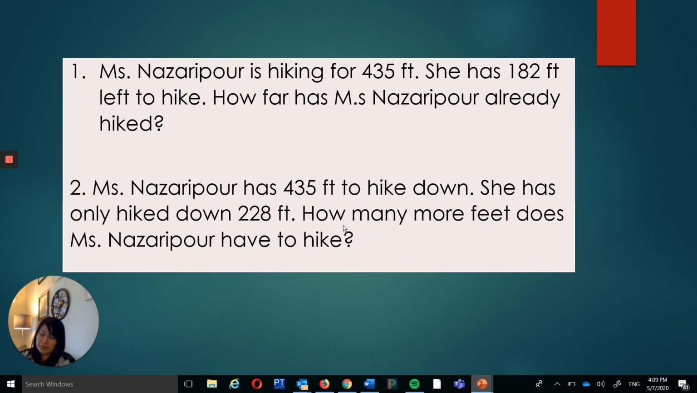So number 2 says, Miss Mazaripour has 435 feet to hike down. She has only hiked down 228 feet. How many more feet does Miss Mazaripour have to hike? Again, Miss Mazaripour has 435 feet to hike down. She has only hiked down 228 feet. How many more feet does Miss Mazaripour have to hike? So think about what you know. Think about what's unknown. Think about what the question is asking you.